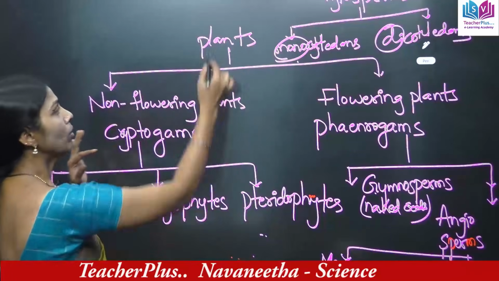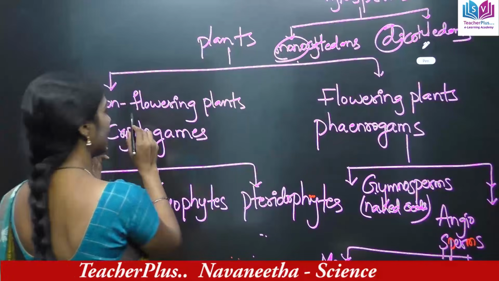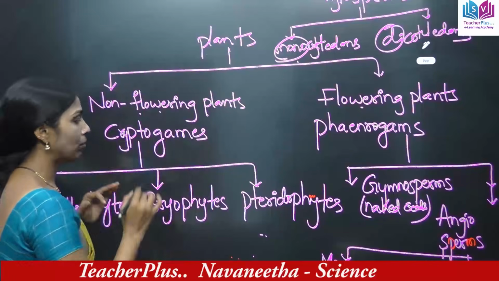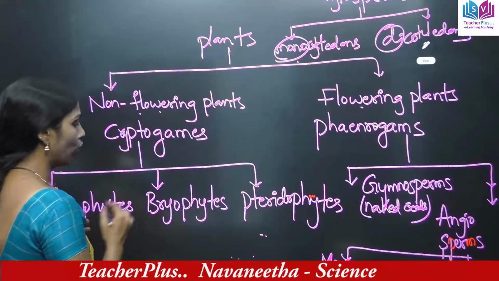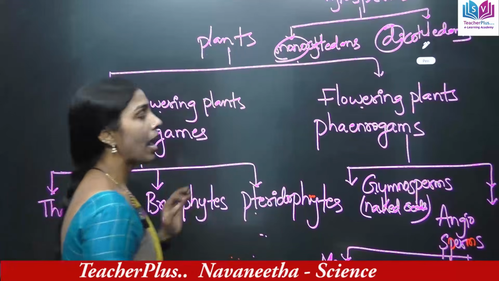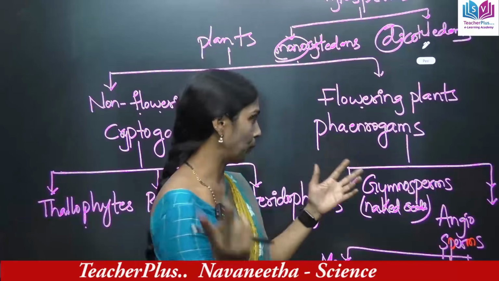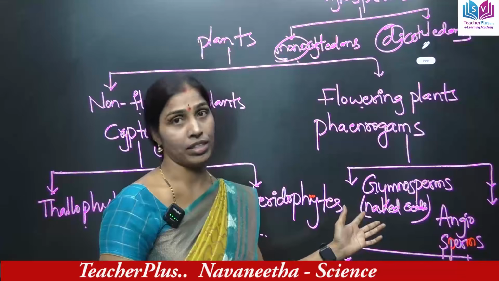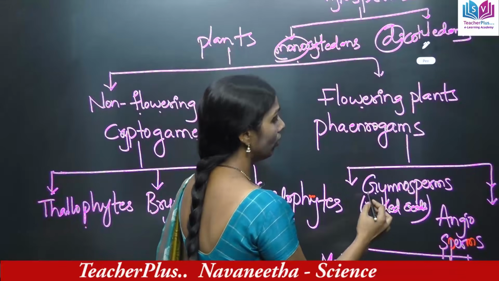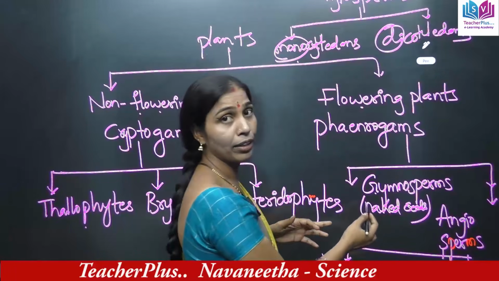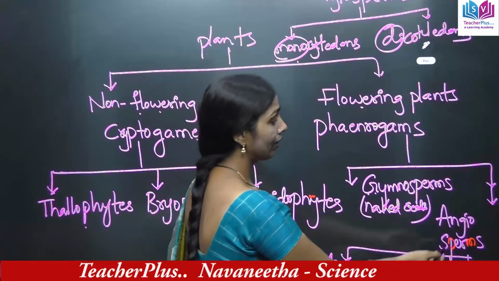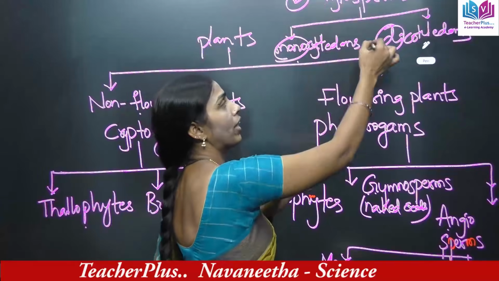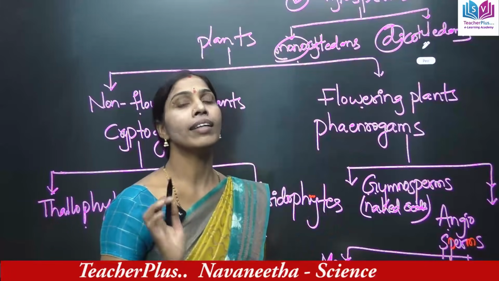See here, plants can be divided into two types. One is non-flowering plants and the other one is flowering plants. Non-flowering plants can be divided into three types: thallophyta, bryophyta, pteridophyta. And flowering plants can be divided into two types based on their seed structure, arrangement and location. Phanerogams can be divided into two types. One is gymnosperm and the second one is angiosperm. And angiosperm also can be divided into two types, monocotyledon and dicotyledon.